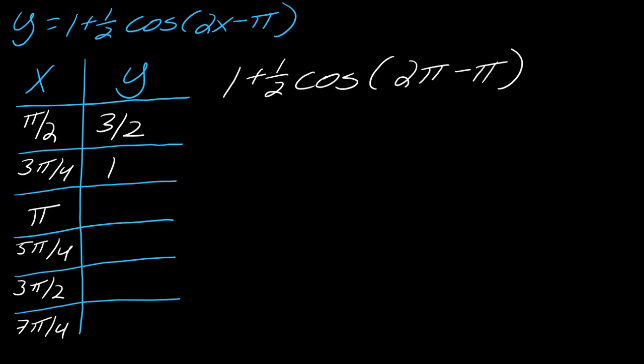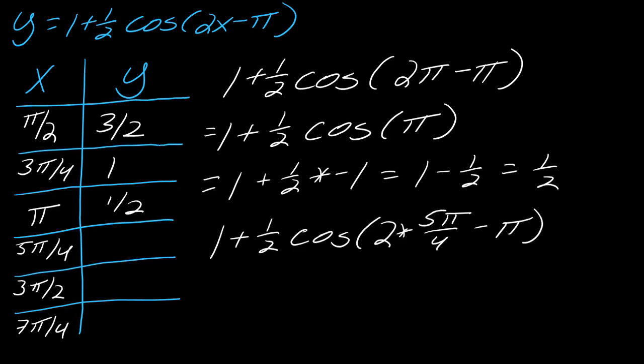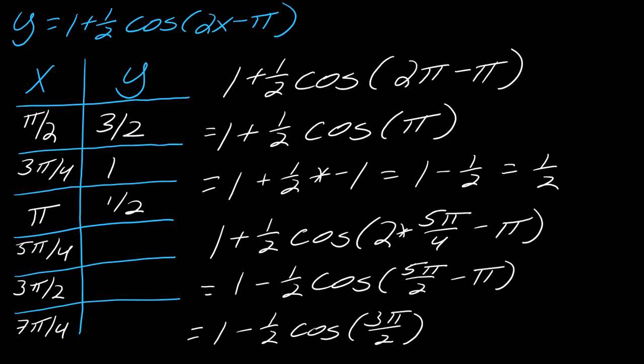If I plug in pi, this will come out to the calculation that you see here. This will come out to 1 plus 1/2 cosine of pi. So ultimately, if I shake out the math, which you see here, this will equal 1/2. I'm going to continue on with 5 pi over 4. If I plug in 5 pi over 4, I'm going to get, once again, just 1. So I've got all my math. I'm trying to keep this video shorter, so just pause the video if you need to review all of this. It's all there for you.